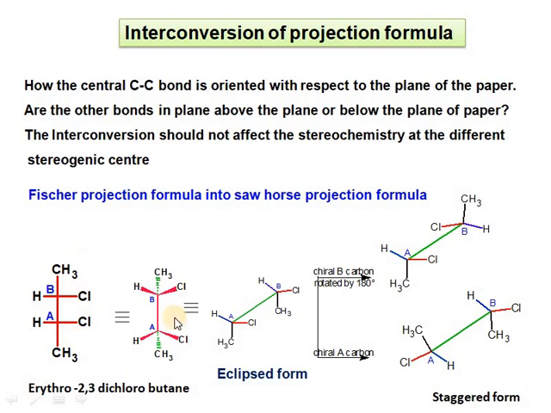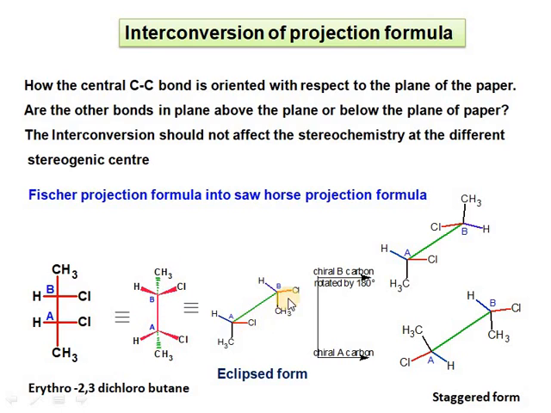Fischer projection formula we can write in the form of wedge and dash formula. Right? This is wedge and dash formula. So this CH3 is a dotted line below the plane. This CH3 is also a dotted line, having both carbons B and A. This group is on the left side, this group on the right side. It just shows in the plane of the paper, that is a solid line, this is a solid line, this is a solid line. So this is a wedge and dot formula.